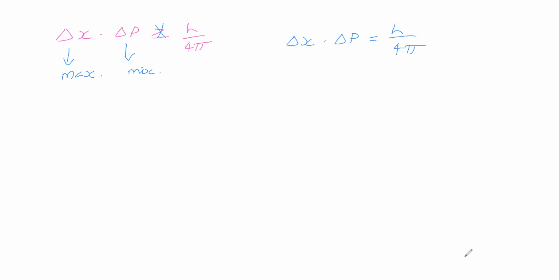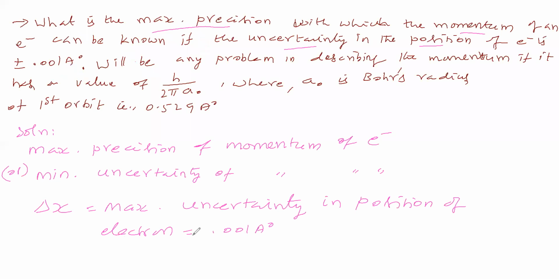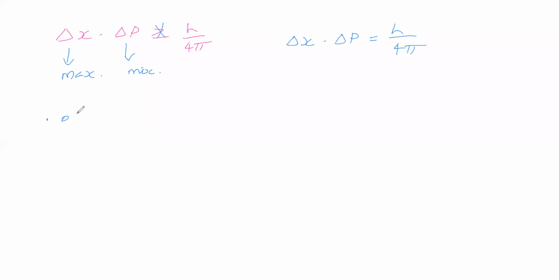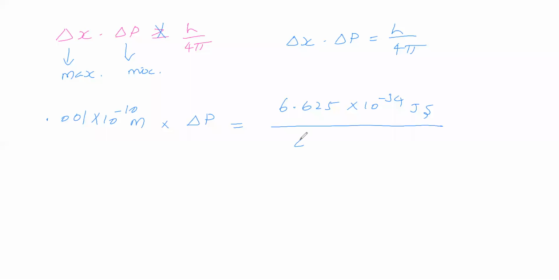Now we will substitute delta x. Delta x is 0.001 angstrom, which we are converting into meter, into delta p. Delta p is called uncertainty in momentum, that is the minimum value. It is equal to h, the value of Planck's constant, in joule second, divided by 4 pi, where pi is 3.14.